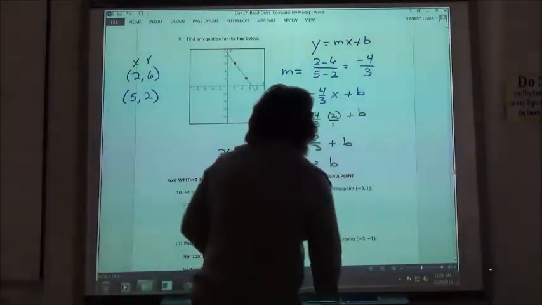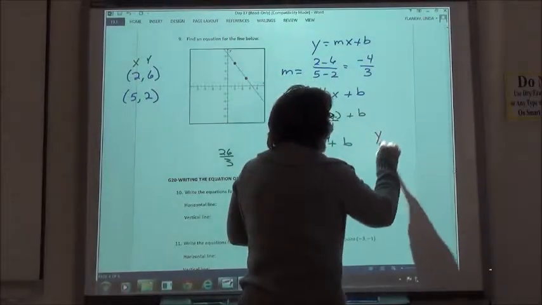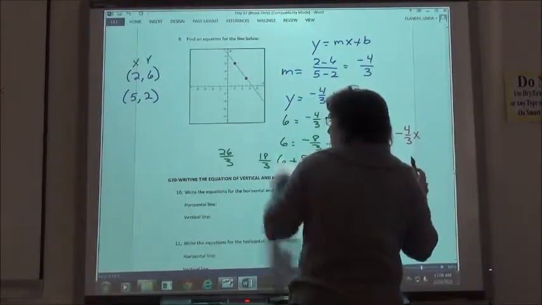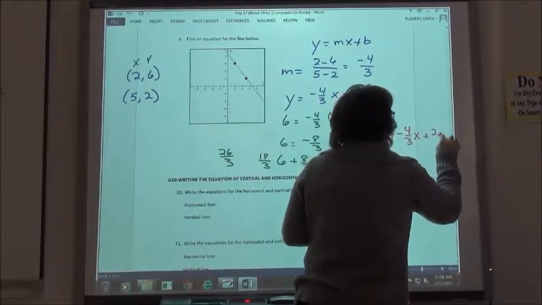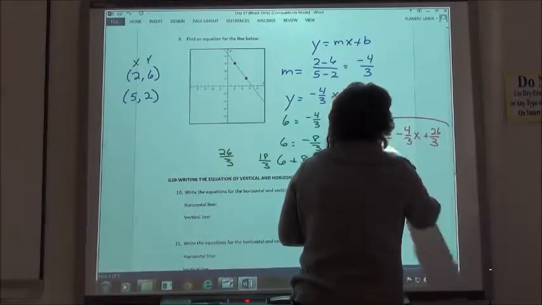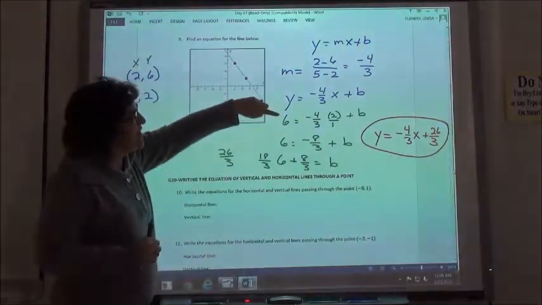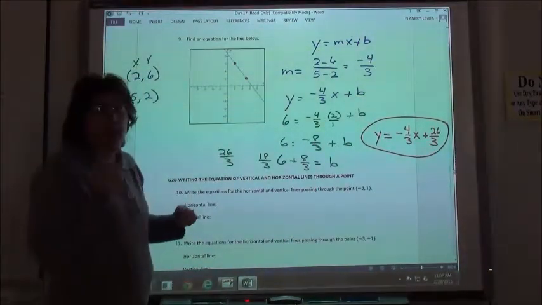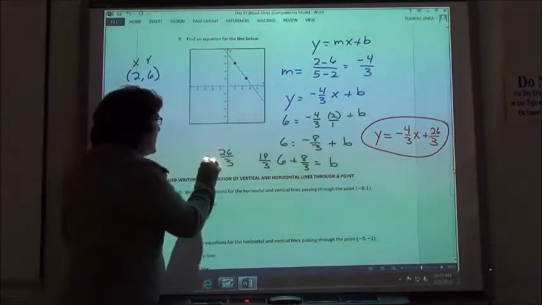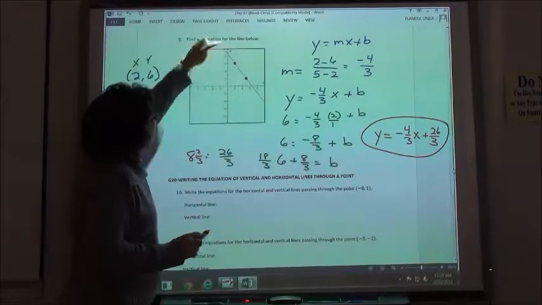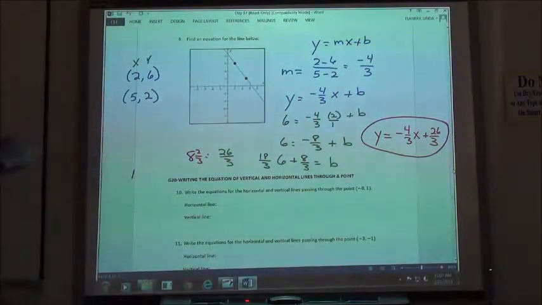I still need to write my equation. So y is going to equal negative 4/3 x plus my 26/3. If I check that out, 26/3, 3 goes into 26 8 times. I've got 2 left over, so this is 8 2/3. If I check, does that look like where it crosses my line? Sure does. Looks pretty close to 26/3 up there.